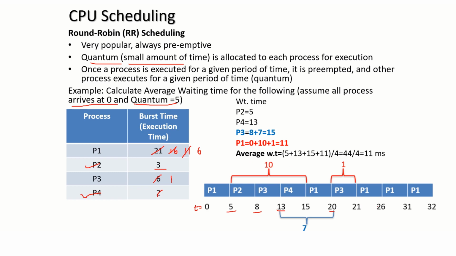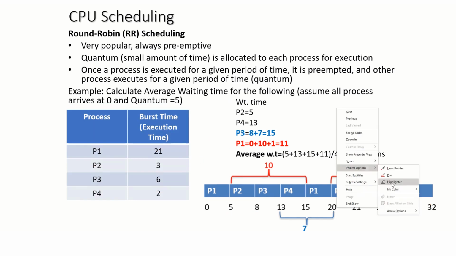So 21 plus 5 becomes 26. At 26, again P1 will be scheduled for 5 milliseconds. So still 1 millisecond is remaining. So at t equal to 31, again P1 is scheduled for 1 millisecond, and at t equal to 32, P1 will be completed.